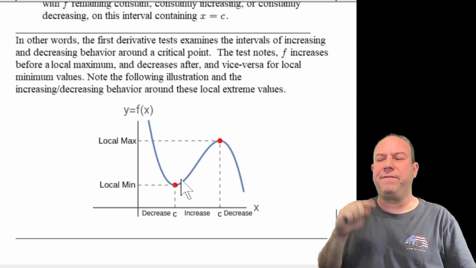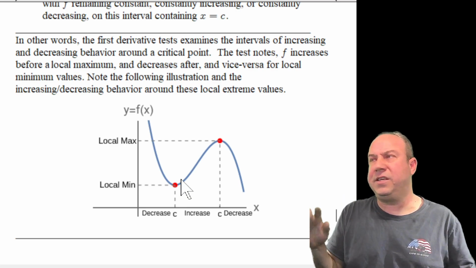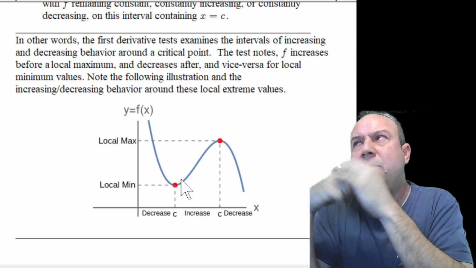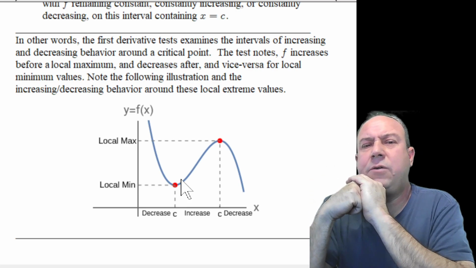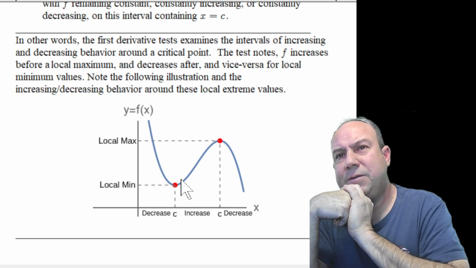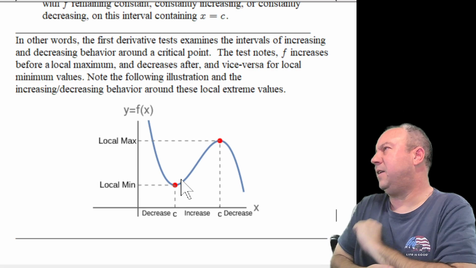So if a function is continuous over these intervals of increasing and decreasing, the boundaries of those intervals of increasing and decreasing is where we will encounter some local extreme values. And we see that here in this illustration.